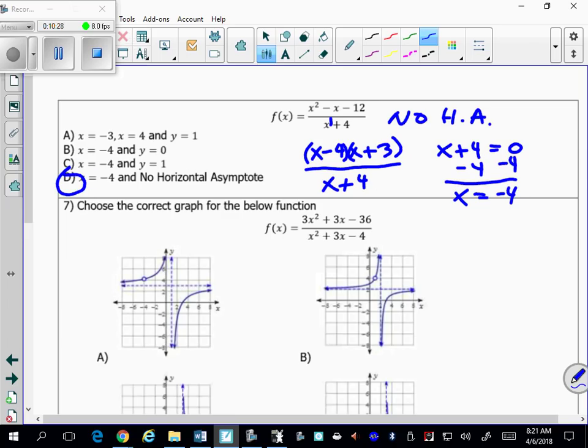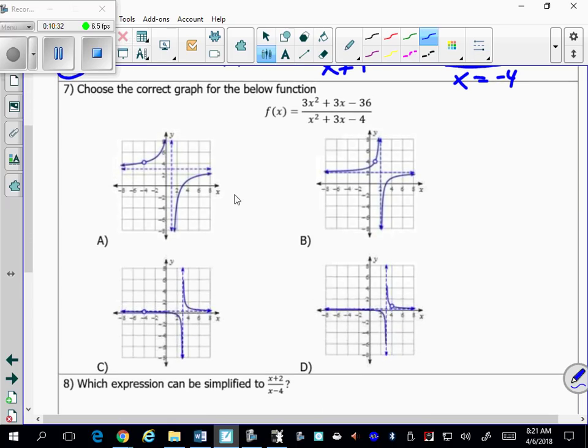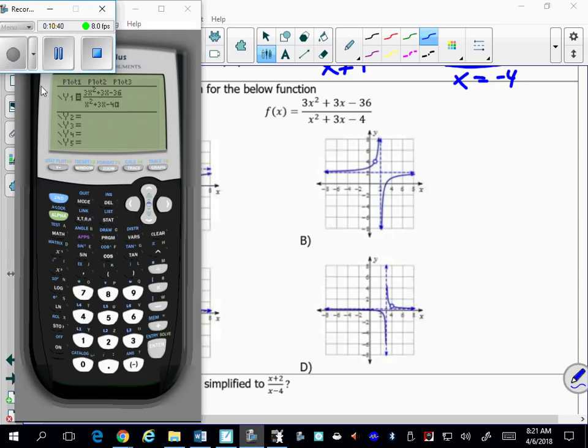Alright, when you get an opportunity to do a graph for number 7, let's just put it in the calculator. You can do exactly what we did for number 6, but the calculator method's a little easier. So we have it graphed, and we'll go to graph here, and what we're going to do is compare.